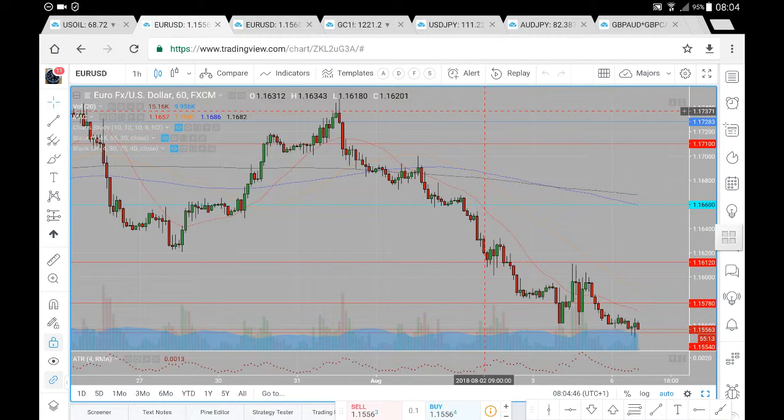So this euro dollar analysis for Monday the 6th of August. Now let's just have a look at the prices, where prices may likely go.